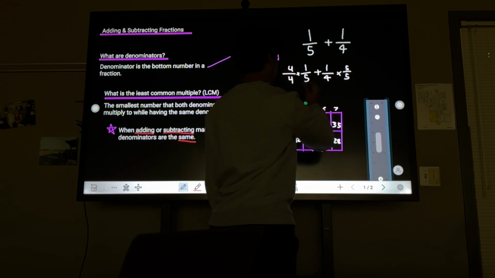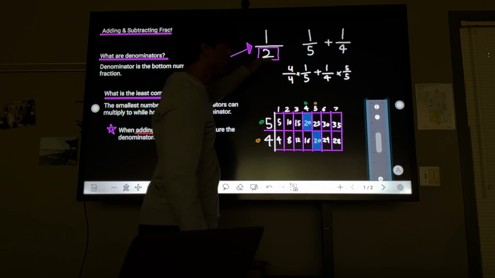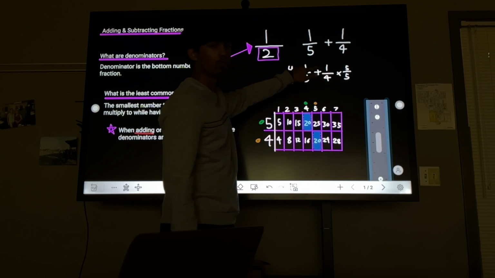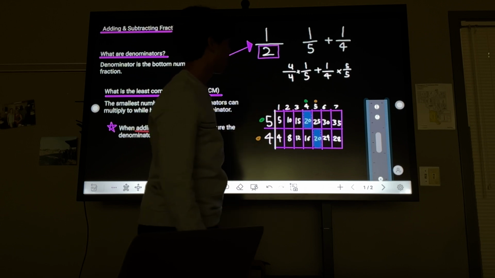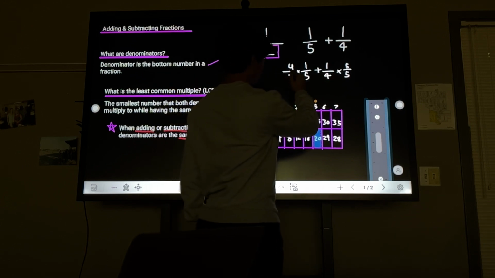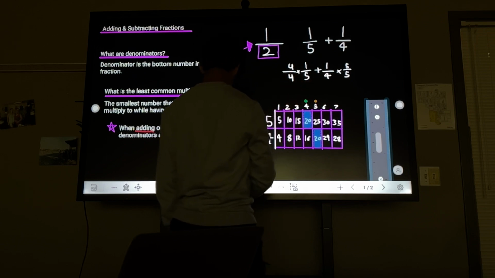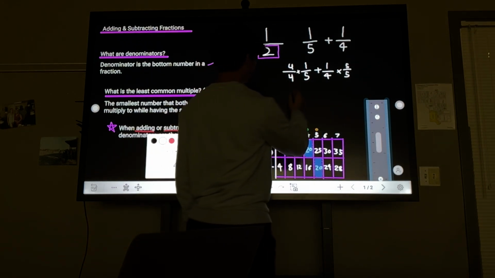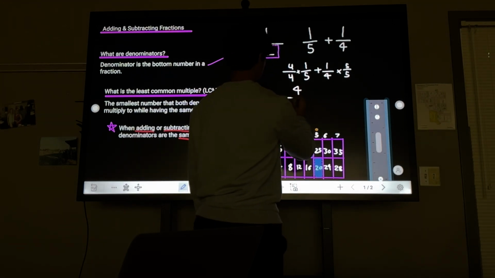And the reason we don't only multiply the denominators by 4 is because what you do to the bottom is what you do to the top. So you have to multiply both the denominator, and the top number is always called the numerator. So you have to multiply both the bottom and the top. So now you have to multiply across. So we do 4 times 1 and then 4 times 5. So that would be 4 times 1 is 4, and then 4 times 5 is 20.